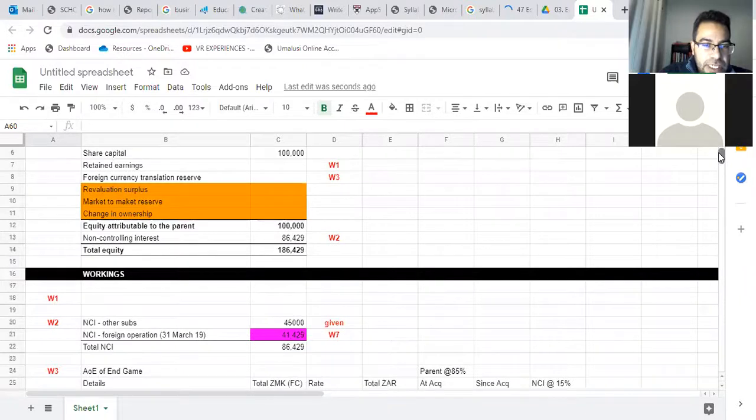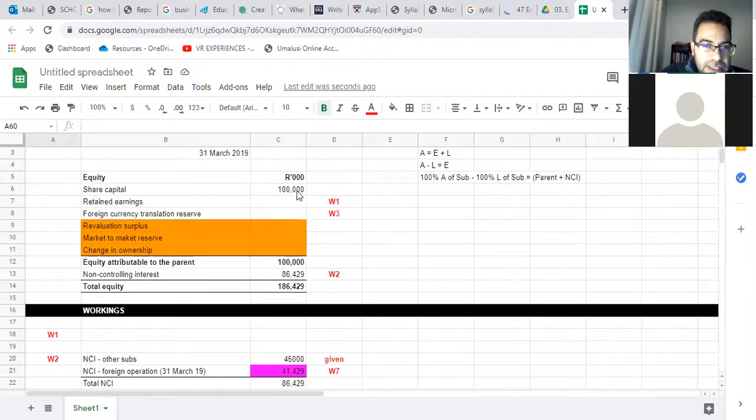Foreign currency translation reserve is sitting over here in the balance, equity attributable to the parent. So therefore, you can only take the column for the parent. And whenever we deal with the parent, we only work with the since acquisition column. We don't work with the at acquisition column. Remember, everything at acquisition gets eliminated. So therefore, when we work with the parent, we work from the since acquisition column.